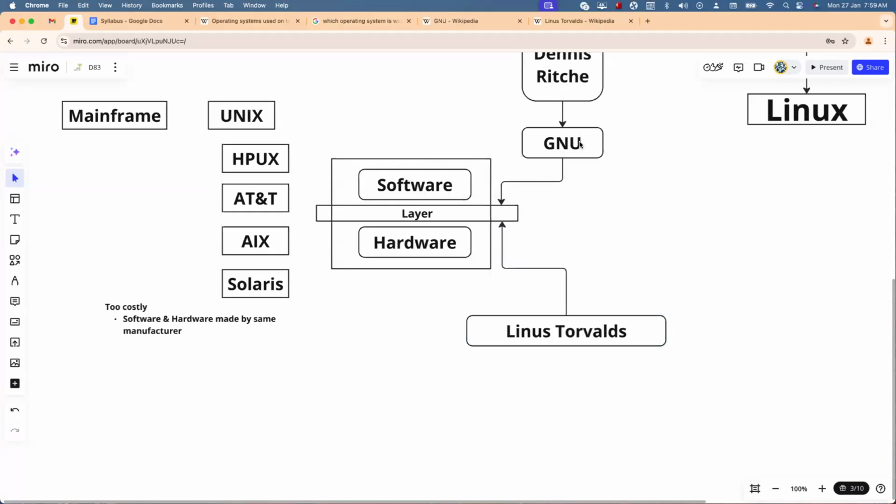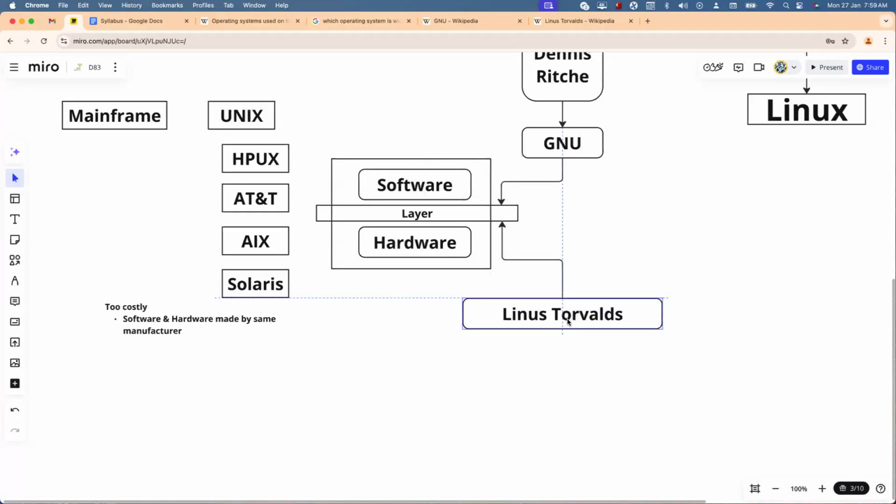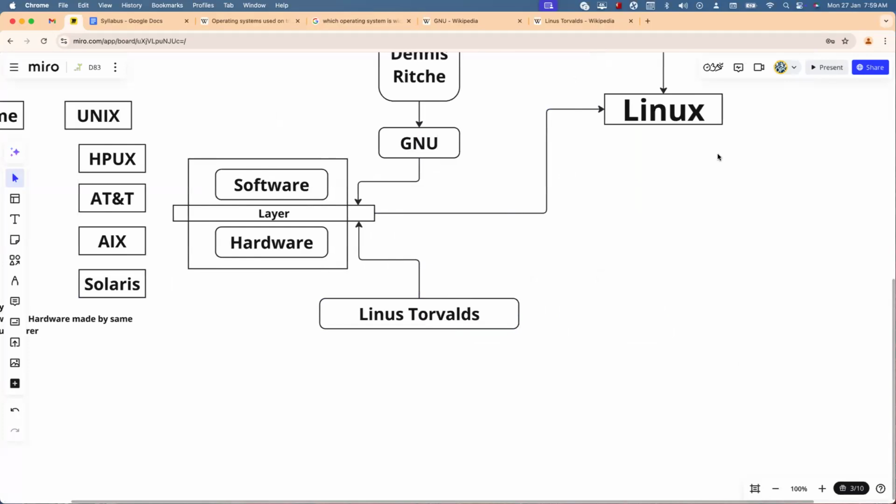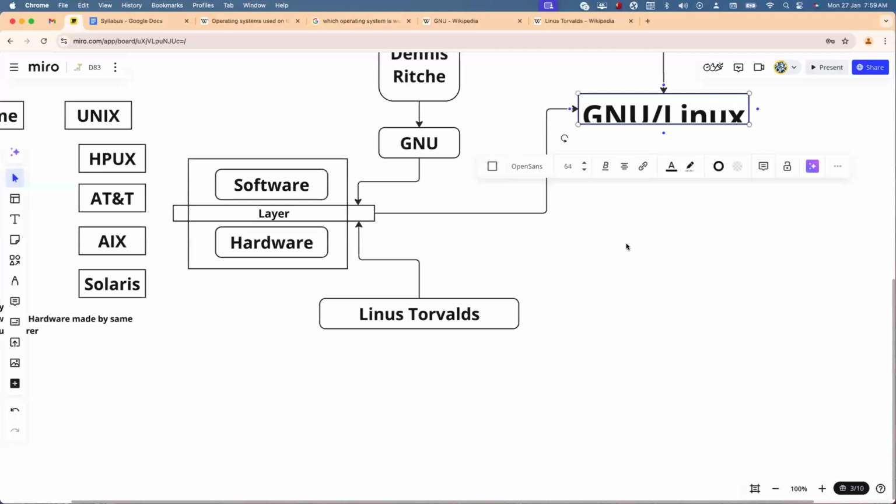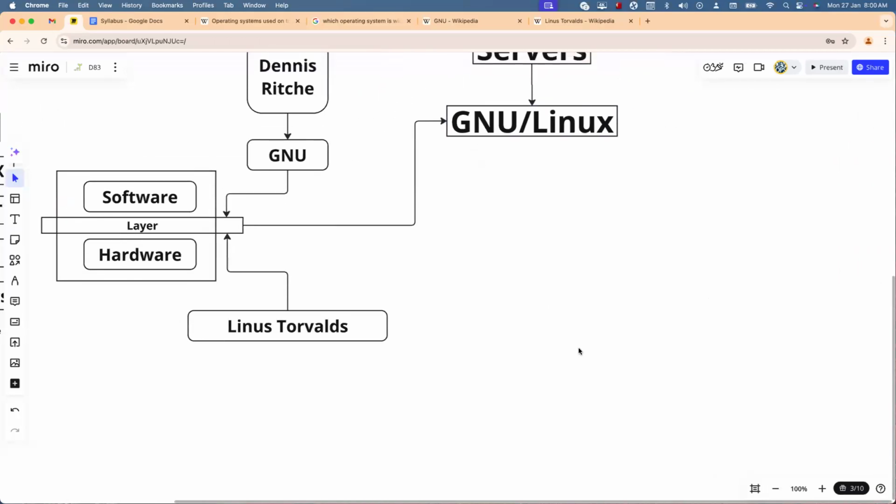Some of the parts were developed by GNU, and some of the parts were developed by Linus. The outcome is basically Linux. That outcome that came out is Linux, and we also call it exclusively GNU Linux. There are other Linuxes also. In GNU Linux there are three major ones.